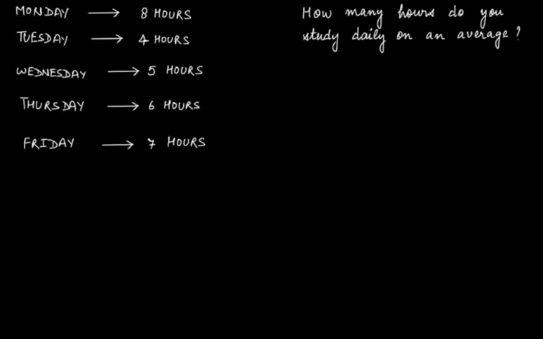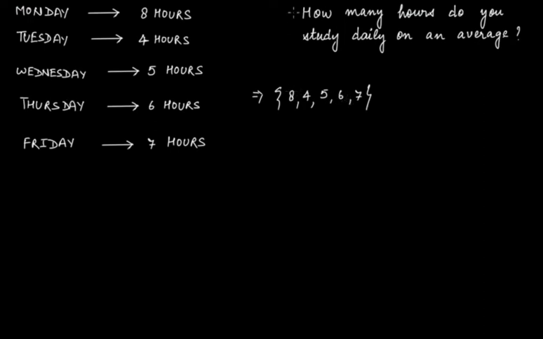Let's take one more example. Suppose on Monday, Tuesday, Wednesday, Thursday, and Friday you study, and these are the respective hours for each of these days, and you rest on Saturday and Sunday. On Monday you study for 8 hours, then 4 hours, then 5 hours, then 6 hours, then 7 hours. As a data set, that is 8, 4, 5, 6, 7. These values tell you the studying hours on Monday through Friday respectively.